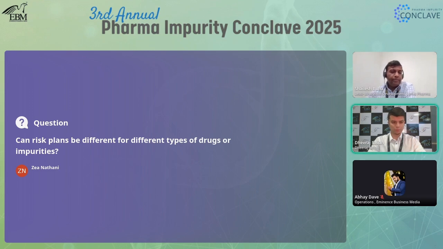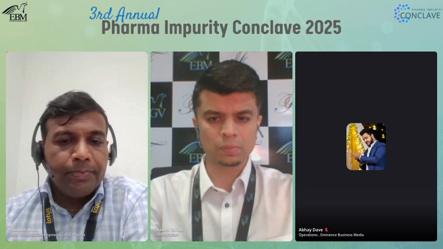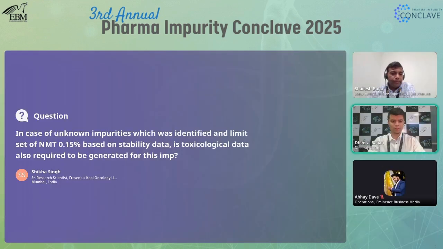We'll now move to the next question: can risk plans be different for different types of drugs or impurities? It is very important, I would say. And yes, one needs to follow different types of drugs and impurities with different risk assessment protocols and processes. We are not able to use one stick for all molecules, it is not possible. We are using one stress study protocol for all molecules, not possible. We should look into the chemistry and design the strategies on that. I think she is very right in this case. Thank you so much for that again.